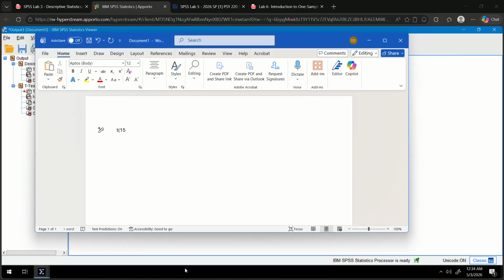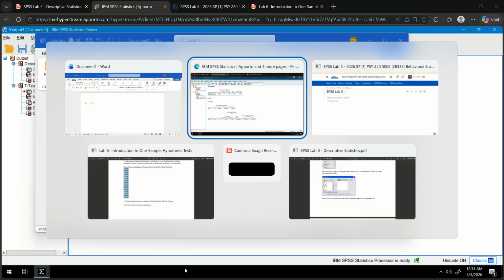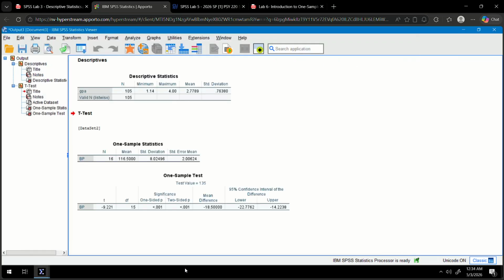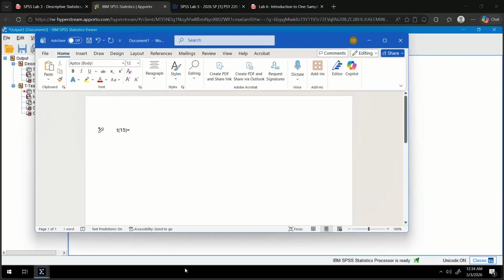So that goes in parentheses, equals the actual t value, negative 9.221, comma, and then we want the p-value. P is less than 0.001 here. So we say there's a significant difference, and this is how we would report it.